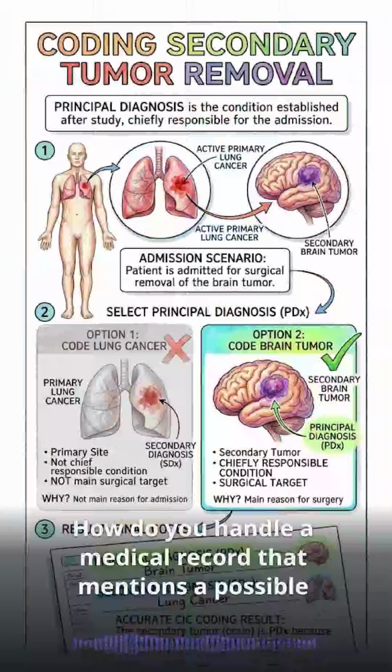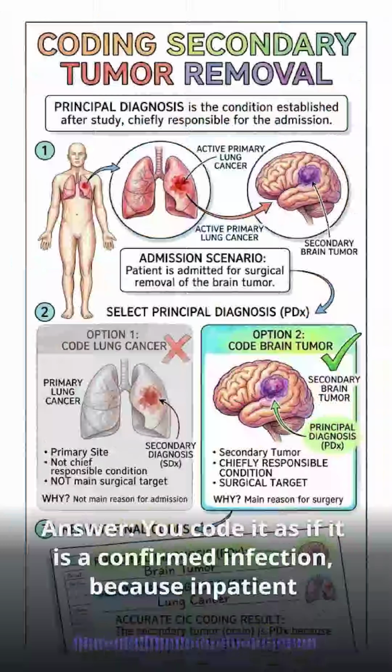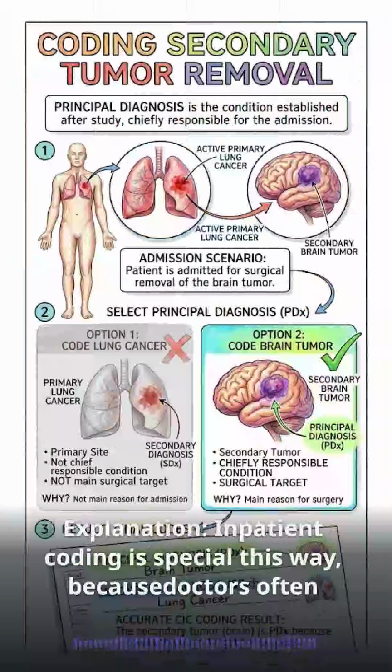76. How do you handle a medical record that mentions a possible gallbladder infection at discharge? You code it as if it is a confirmed infection, because inpatient rules allow possible diagnoses. Inpatient coding is special this way, because doctors often treat things they're only fairly sure about.